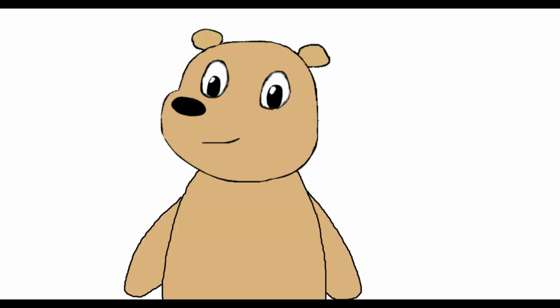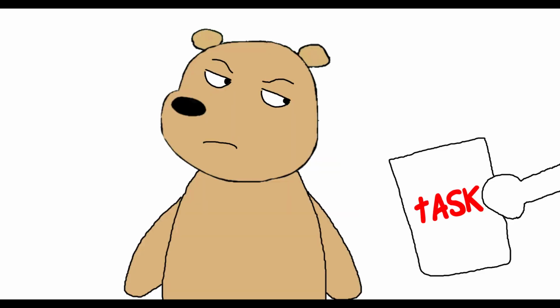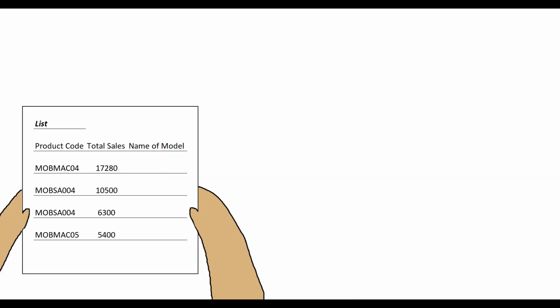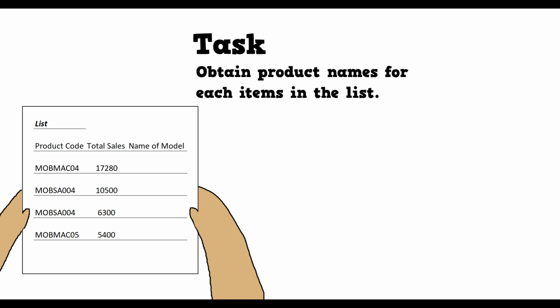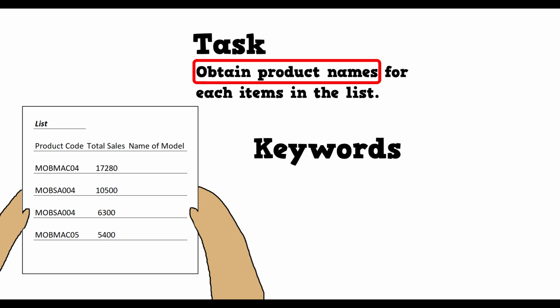Let's now use the real example. Your boss wants the sales for a product name, Universe S4. Always imagine the place you want to fill up your answers as your task list. You have the sales number but not the product names, so the task is to obtain the product names for each of the items in the list. What are the keywords in this task? Obtain product name, each of the items in the list.